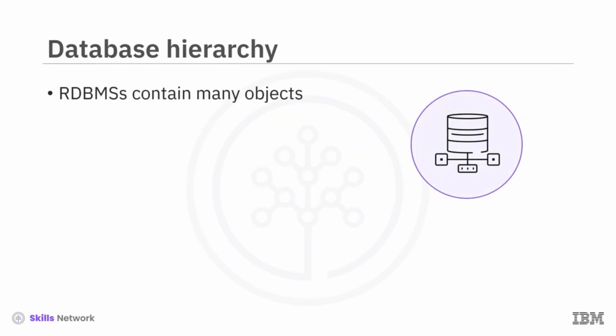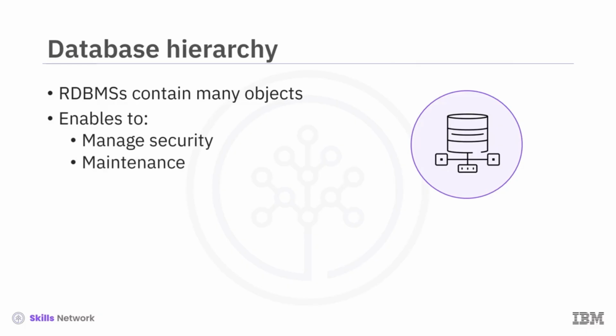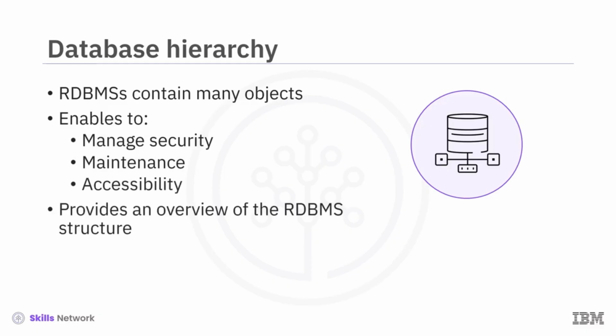Relational Database Management Systems, RDBMSs, contain many objects that database engineers and database administrators must organize. Storing tables, constraints, indexes, and other database objects in a hierarchical structure allows database administrators to manage security, maintenance, and accessibility. This hierarchy gives you an overview of how RDBMSs are structured, although slight variations may occur between products.